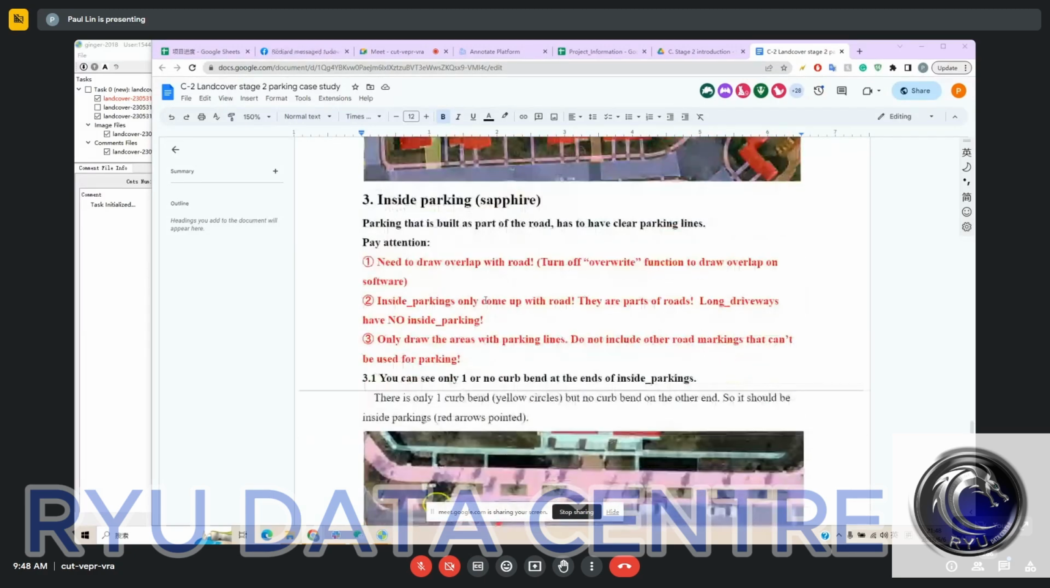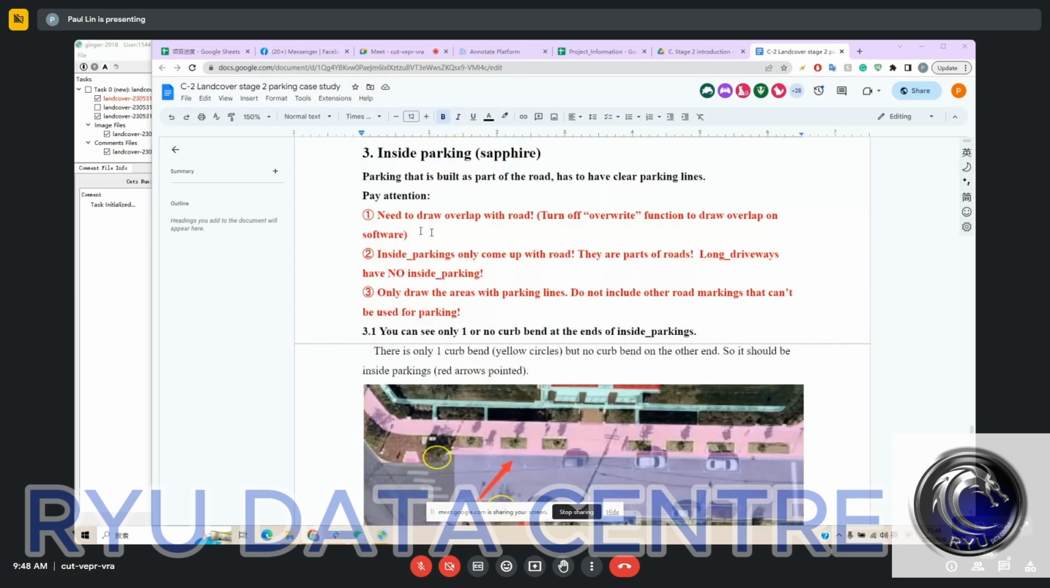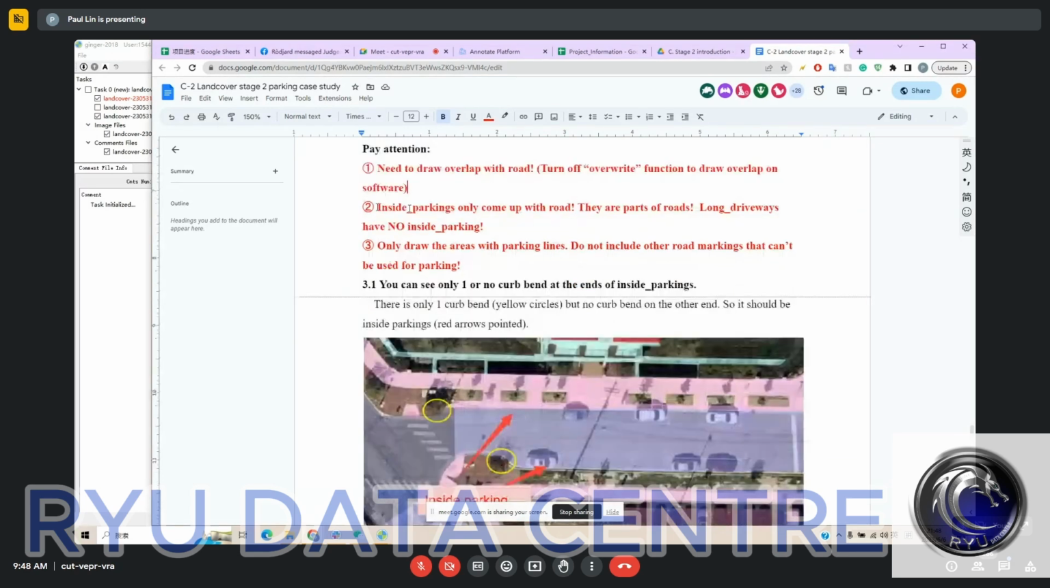Then the inside parking. For inside parking, first, you need to draw the overlap with the road. Second, inside parking only comes with the road. They are part of the road. So long driveways don't have inside parking. And number three, we only draw the areas with parking lines. Do not include other road markings that cannot be used for parking.